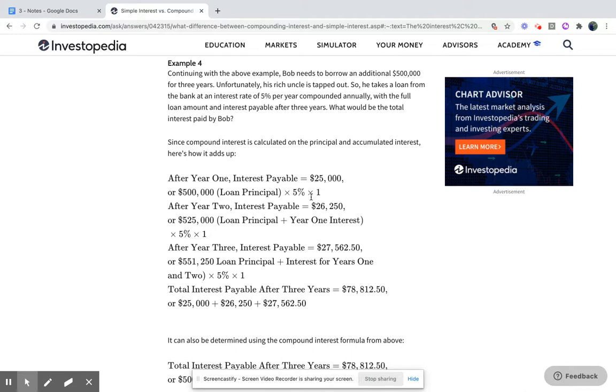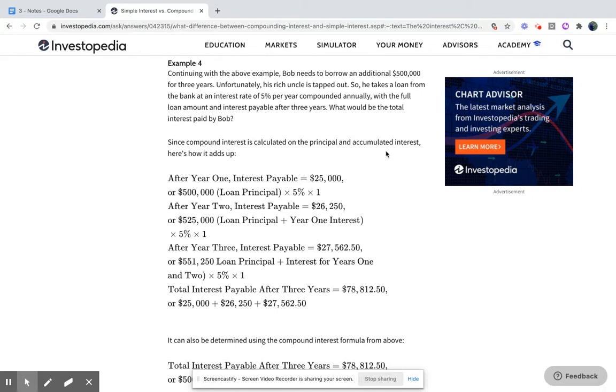After year one, interest payable equals $25,000. That's our loan principal, $500,000, times 5%, times 1 because it's the first year. After year 2, interest payable is going to be more, because now they're going to take your first year interest and add it on to your principal. Your interest is going to be based on that number. So now it's $525,000, our loan principal plus year 1 interest, times the same rate.